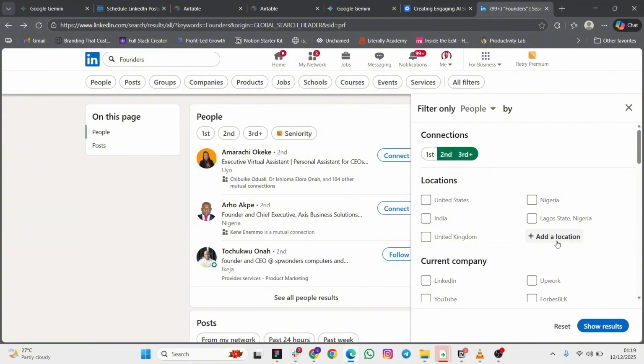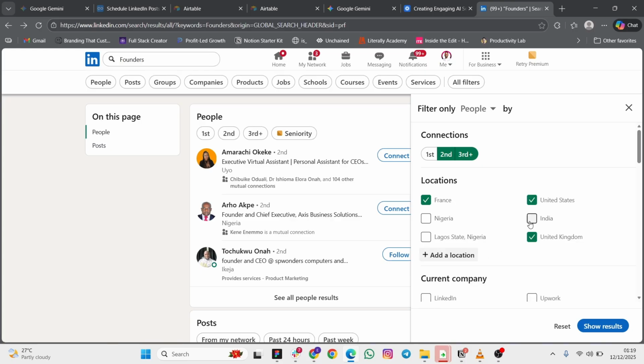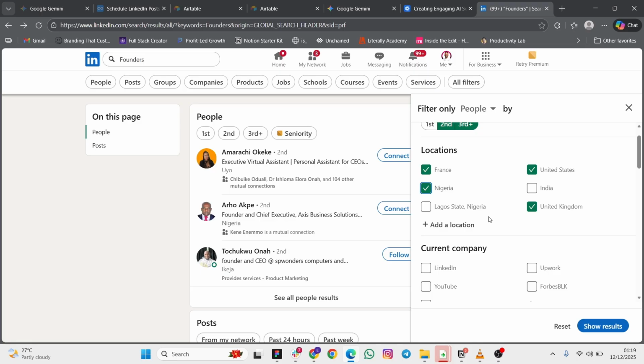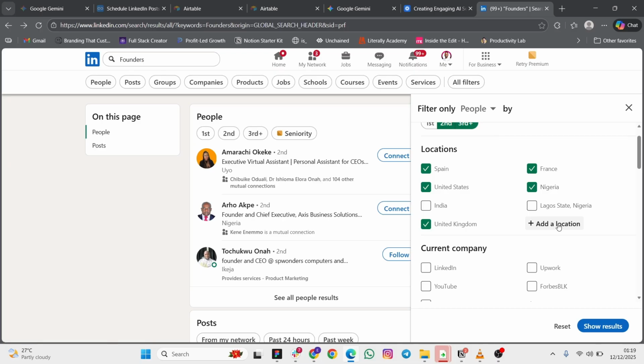So I want to make this, let's say, specific locations, right? United States, United Kingdom, let's say France. Let's pick Nigeria. We can add one more. Let's say Spain. Depends on your location, but this is my target audience.